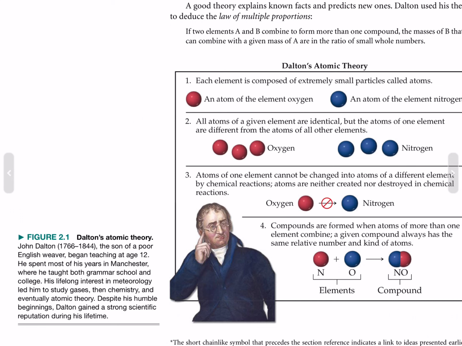John Dalton, 1766 to 1844, the son of a poor English weaver, began teaching at age 12. He spent most of his years in Manchester, where he taught both grammar school and college. His lifelong interest in meteorology led him to study gases, and then chemistry, and eventually atomic theory. Despite his humble beginnings, Dalton gained a strong scientific reputation during his lifetime.